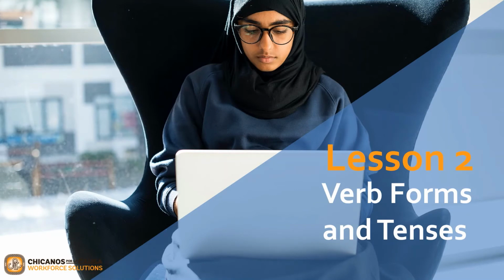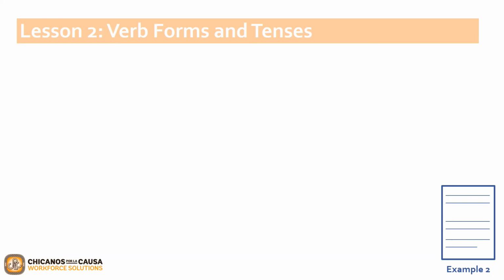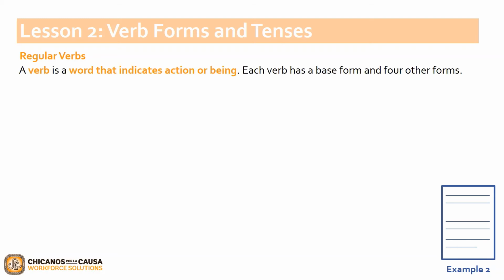Welcome back. We're now moving to Lesson 2, Verb Forms and Tenses. Regular verbs. An important part of writing correctly is using the right verb forms. A verb is a word that indicates action or being. Each verb has a base form and 4 other forms. A regular verb follows a consistent pattern to create each verb form. Let's now take a look at the table below to view the base form of the word look.